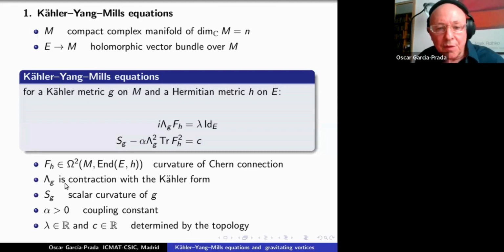The second equation: here, S_g is the scalar curvature of the Kähler metric that we are looking for. Lambda_g is the contraction with the Kähler form corresponding to g, and alpha that appears here is a coupling constant, and lambda and c are real parameters determined by the topology. So the second equation couples the scalar curvature of the metric to this term that involves the square of the curvature on the vector bundle. So these are the Kähler-Yang-Mills equations.